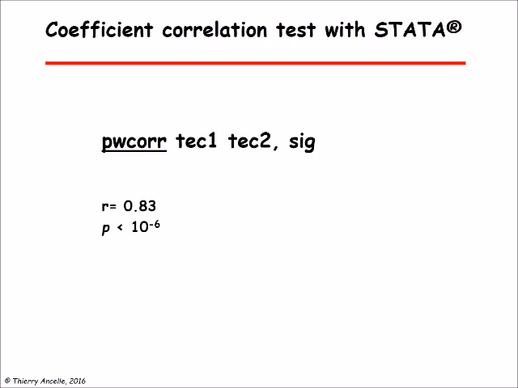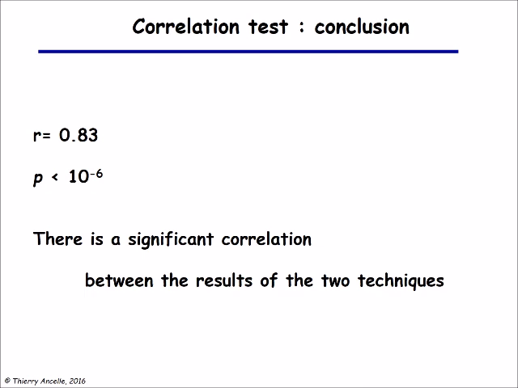For those who don't want to make these calculations, I show you here the syntax used with the Stata software: PWCORR, then the names of the two variables, here named take1 and take2, comma, SIG to get the statistical test. Stata computes exactly the same results as we expected. In conclusion of this test, we will say that there is a strong correlation between the results of these two techniques with a 0.83 coefficient. This correlation is statistically very significant, with a risk of error lower than 1 in a million.